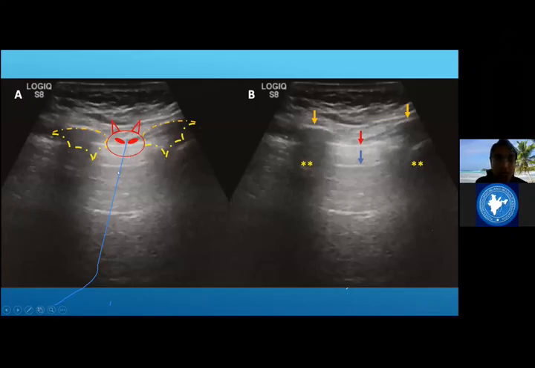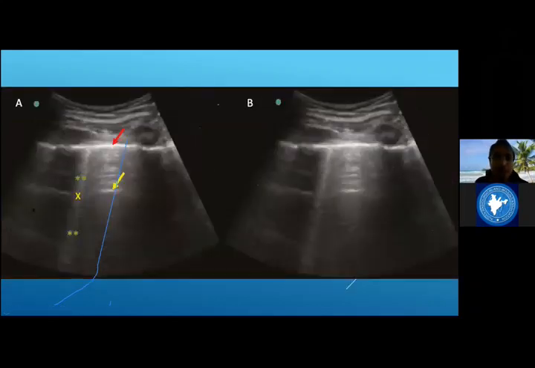These are the reverberation artifacts, the A lines. This is a normal appearance of an intercostal space: the ribs, the acoustic shadowing, and here the reverberation artifacts of the A lines. This is the normal appearance of a lung ultrasound. And sometimes we see a B line, which is also normal. A B line is a line seen parallel to the shadowing of the ribs. So this vertical line is a B line, and this is a normal A line.